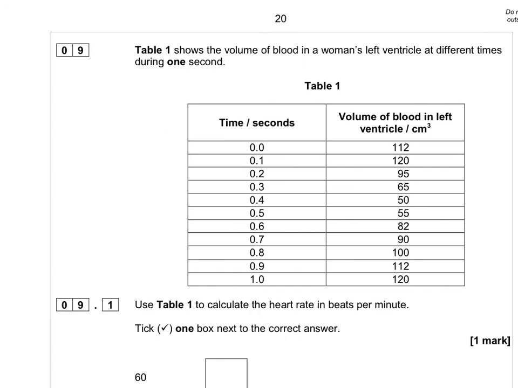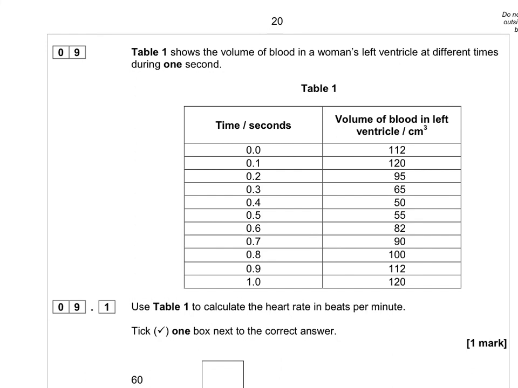Question 9. Table 1 shows the volume of blood in a woman's left ventricle at different times during 1 second. So it's related to the heart. Gross structure of the heart and understanding pressure, volume, volume of blood, for example. So that is mass transport in animals. Spec number is 3.3.4.1.